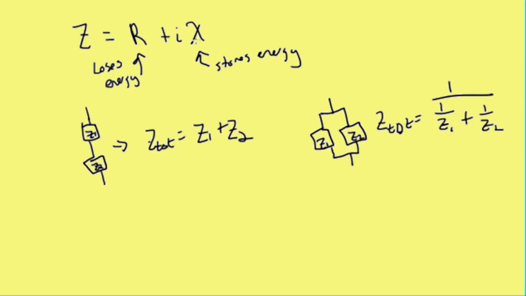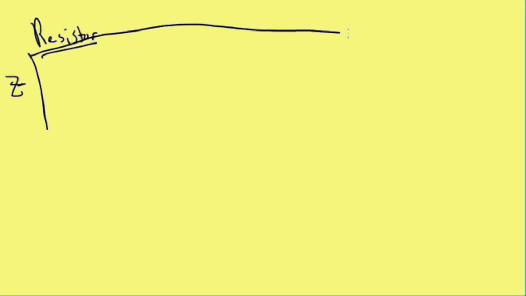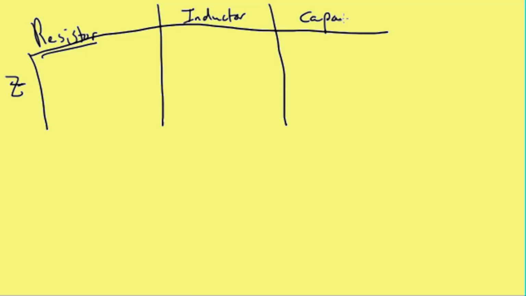Now we can write down a resistor, inductor, and then capacitor, and say what the impedance is for each one of these. We'll make a little table. A resistor is just going to have an impedance R. It's entirely real. As you know from DC circuits, a resistor just dissipates energy. It doesn't store any energy.